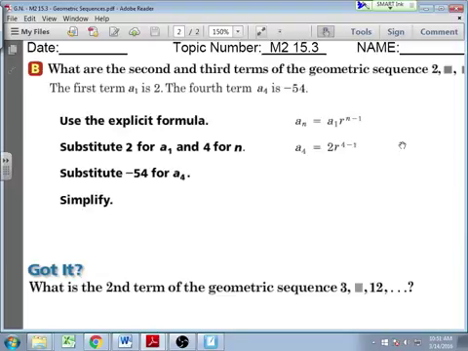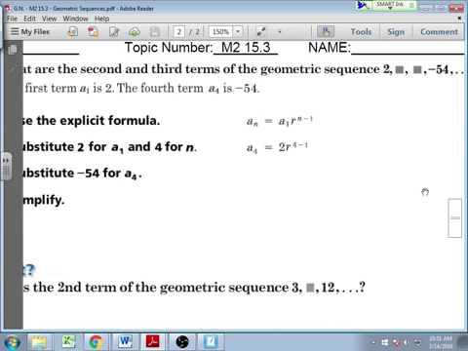So your first term is 2. The fourth term, a sub 4, is negative 54. How do we figure out what my second and my third terms could be? Well, what do we know automatically since you see the first and the fourth term? Jacob? The common ratio is an integer and it's also negative.